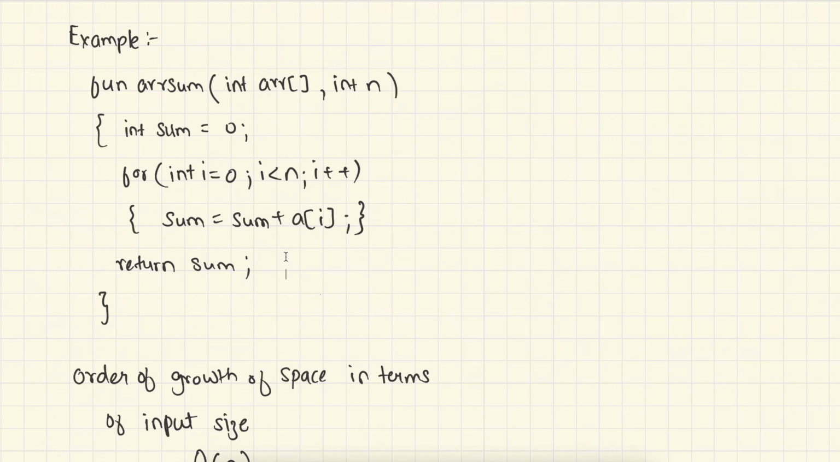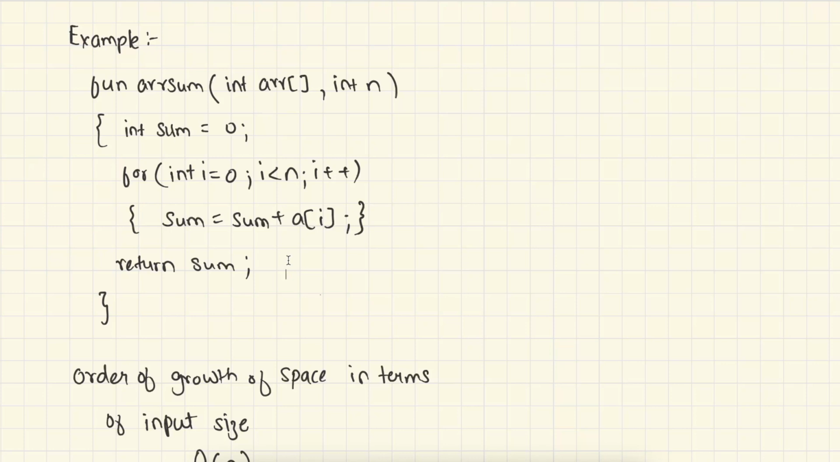So first of all, this function is taking an array as an input. So the order of growth of this function completely depends upon the size of the array. If you pass an array having 100 elements, then the order of growth of this function is going to be 100. If you pass an array with 1 million elements inside of it, then the order of growth of this function is going to be 1 million.